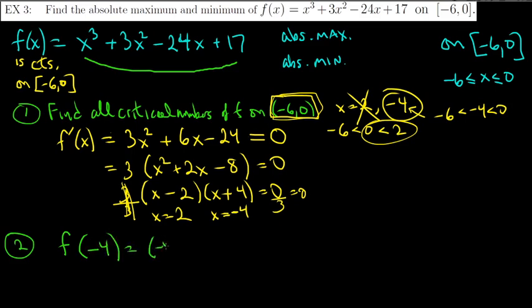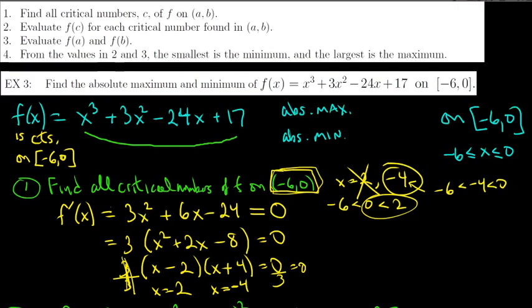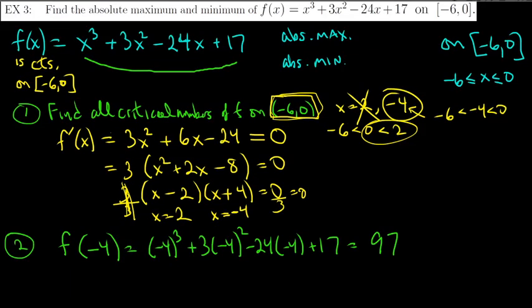And what do we get? We get negative 4 cubed. You can just use your calculator, but let's write it out by hand, maybe once and never again. So you plug this in your calculator, and I think you get 97. But I better double check that. Yep, I think you get 97. All right, but that's all there is to do in step 2. Plug in the numbers in the original function.